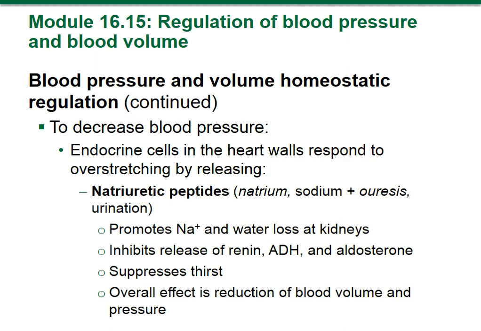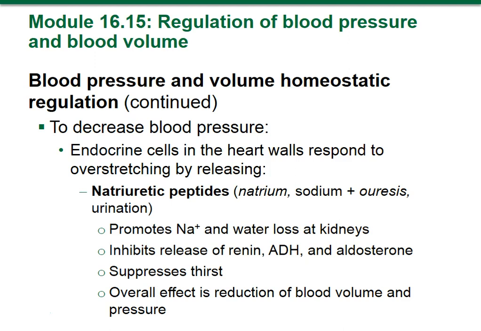If we want to decrease blood pressure, the endocrine cells in the heart walls will respond to overstretching. So it's really a simple receptor here. You have high blood pressure and your body knows it because you're stretching the walls of the heart. Therefore, natriuretic peptide is released, and that's being released by the heart. It promotes sodium and water loss at the kidneys. So one way to lower your blood pressure is to get rid of a lot more water. And one way to get rid of a lot more water is to get rid of a lot more sodium so your body doesn't retain the water.